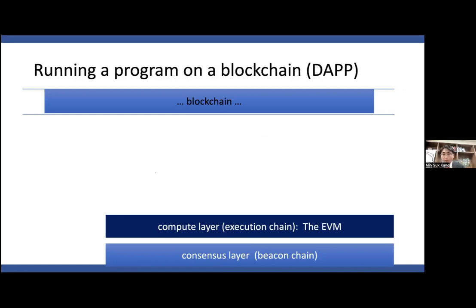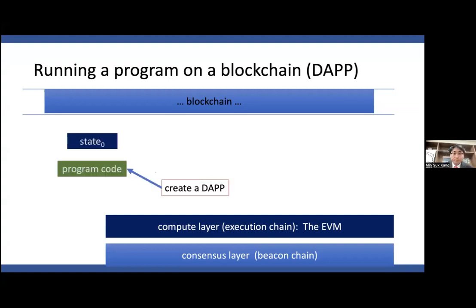So now we are actually getting closer to what you will be creating for your Web3, because now we'll be talking about a program that runs on a blockchain, and that program will likely be one of your Web3 applications. So first you create a decentralized app. It's just a program code, okay? And along with the initial state of that program code, it goes on top of the blockchain.